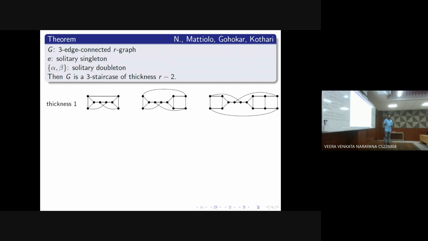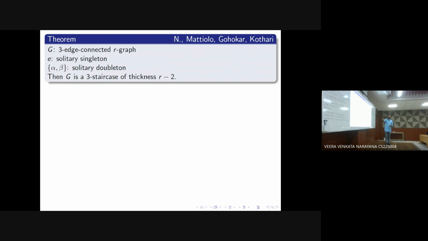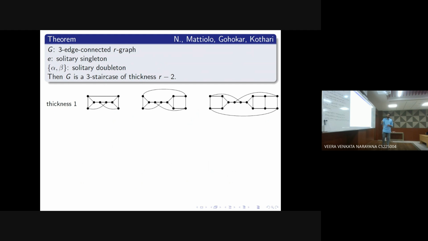So if a 3-edge connected R graph has a solitary singleton and a solitary doubleton, then it is a 3 staircase of thickness R minus 2. So what is a 3 staircase? A 3 staircase looks like this. We can generalize the construction, and this is of thickness 1. What is thickness? I will define.